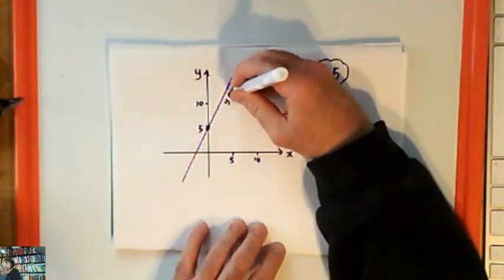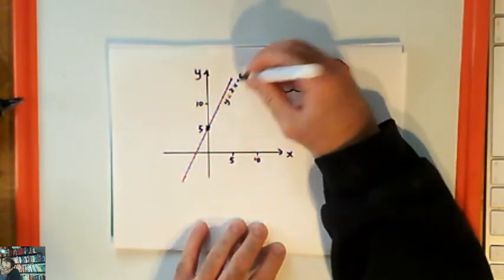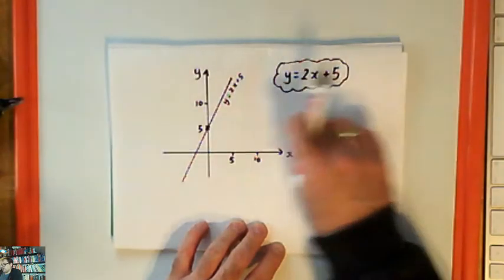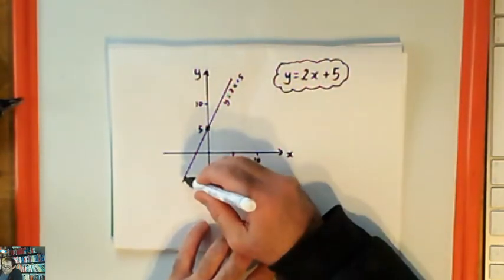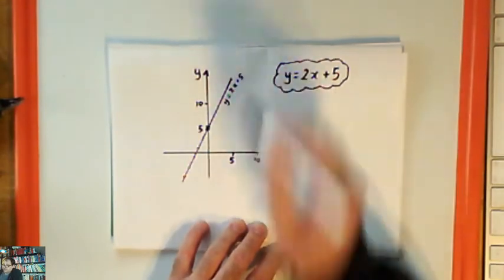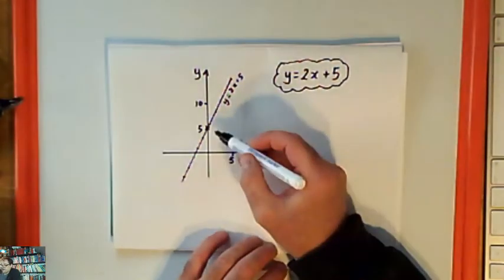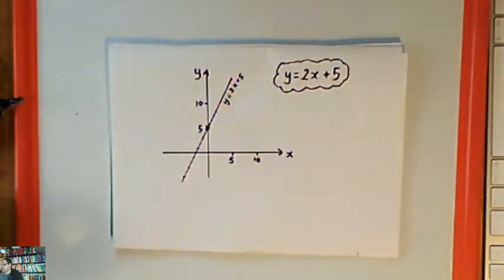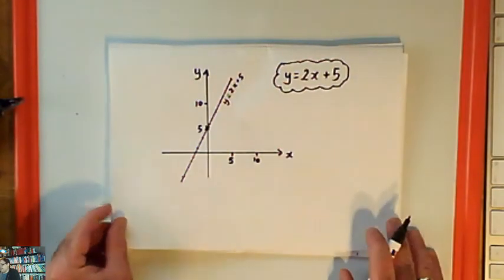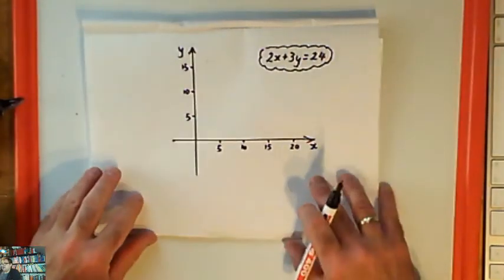Let me just label that y equals 2x plus 5, and that saves you having to make a whole table of x and y values where you calculate lots of points and plot them all individually and then join them up. As long as you know where it cuts and how steep it's going to be, then you can do that very quickly.